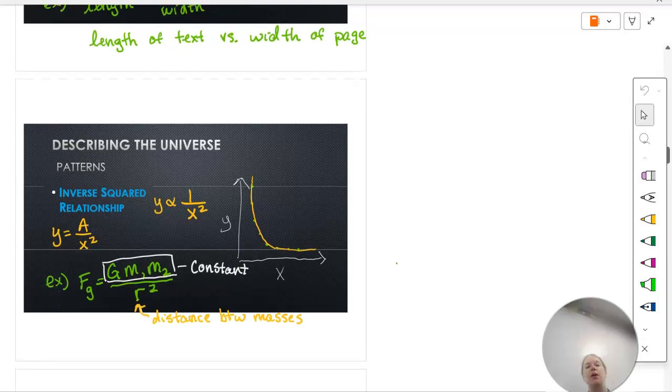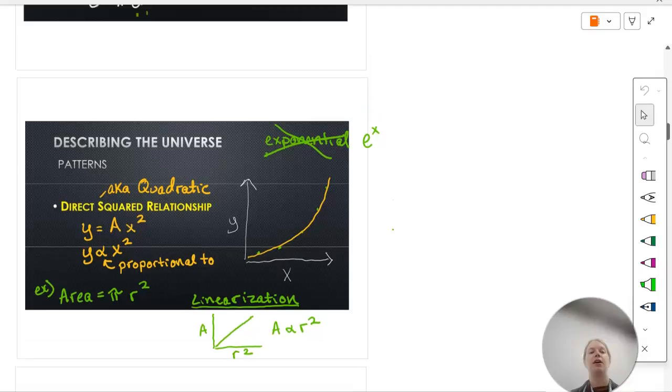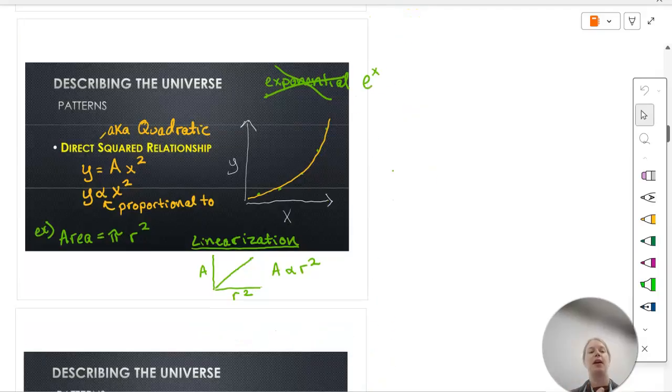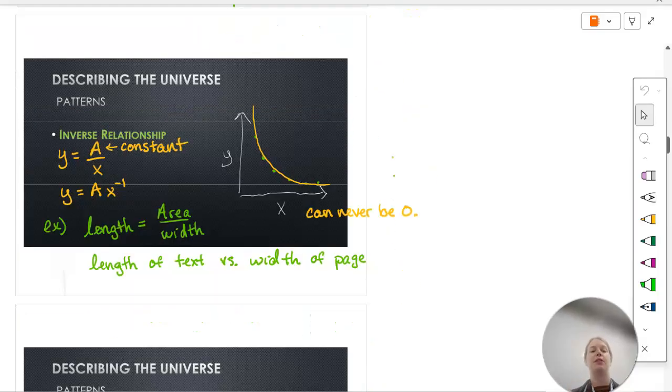So we're going to measure, we're going to plot data in Excel, and we're going to look for our relationships, and they are either direct, direct squared, inverse, or inverse squared.